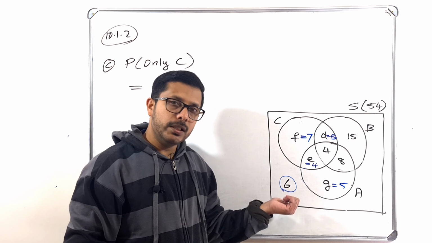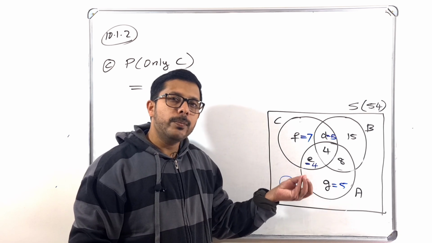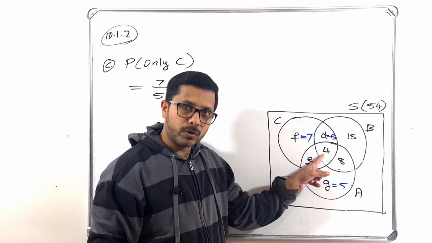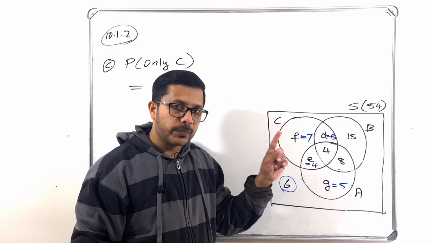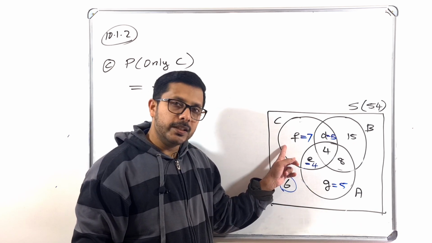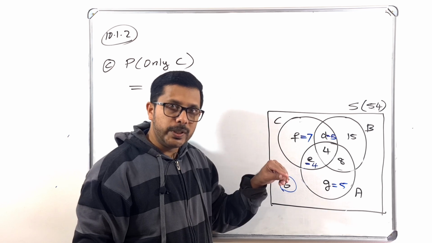A, B and C, 48. Okay, all common for A, B and C, it is 4. Okay, now listen here. A and C but not B. A and C but not B.